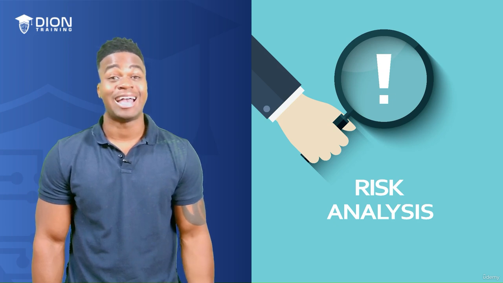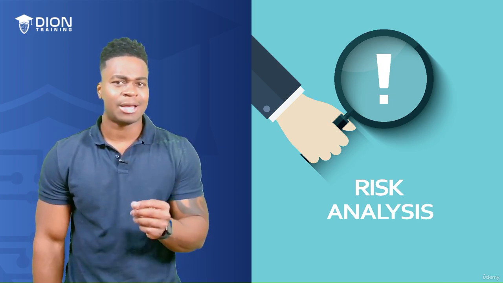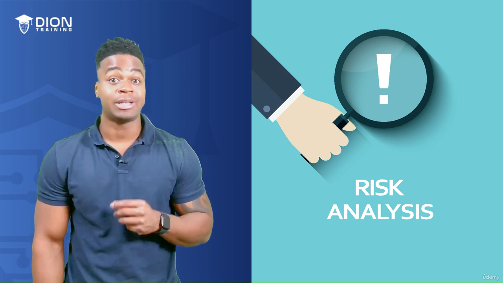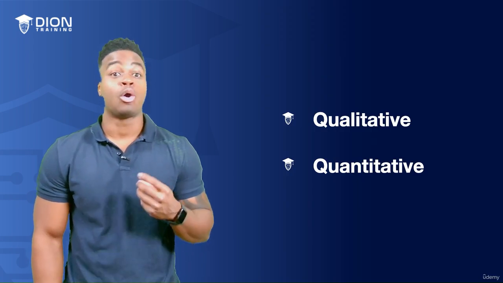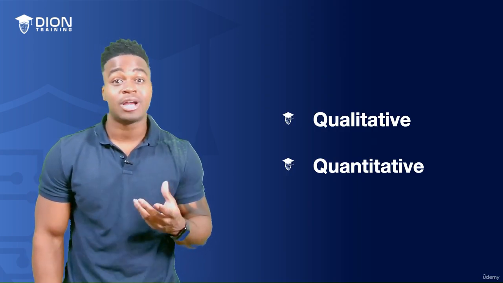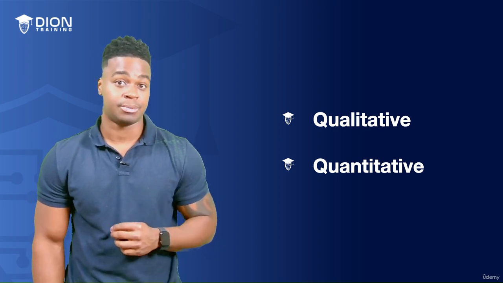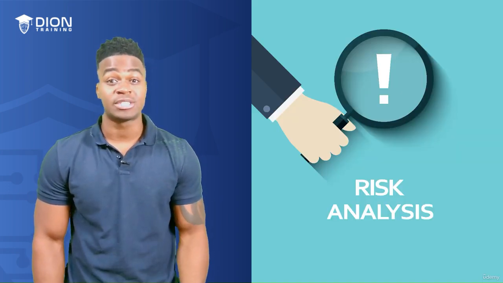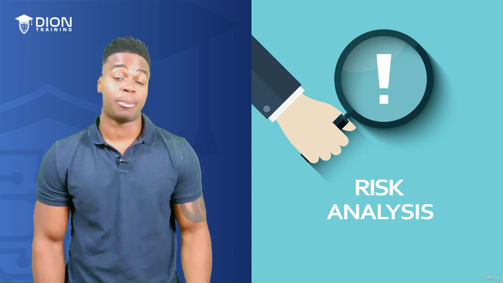Next, we have risk analysis. Now, once risks have been identified, the next step is risk analysis. This involves evaluating the likelihood and potential impact of the identified risk. Risk analysis can be qualitative, which means you're using categories and scales to rate risk, or quantitative, using numerical values. The outcome of this step is to prioritize a list of risks based on their potential severity, which can then be used to guide the risk treatment process.